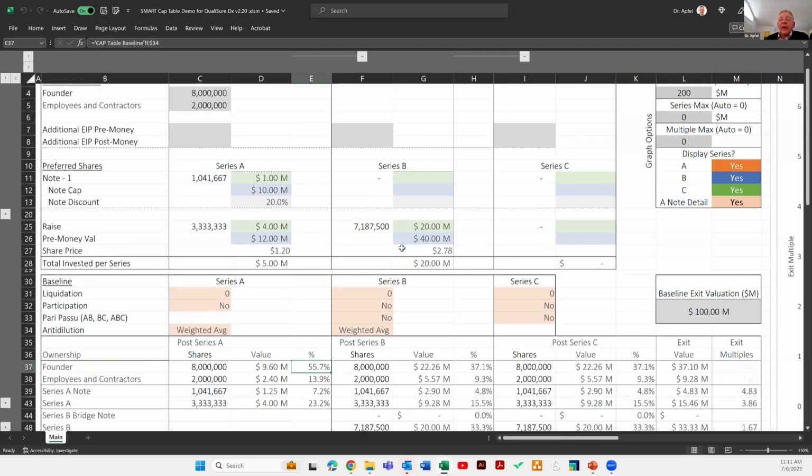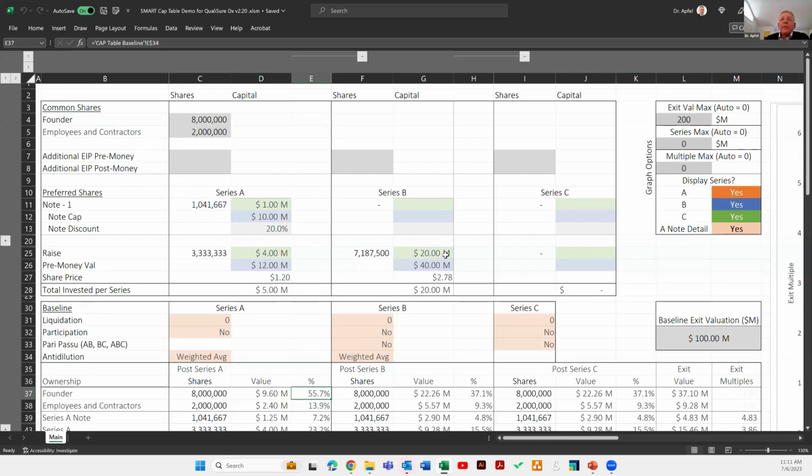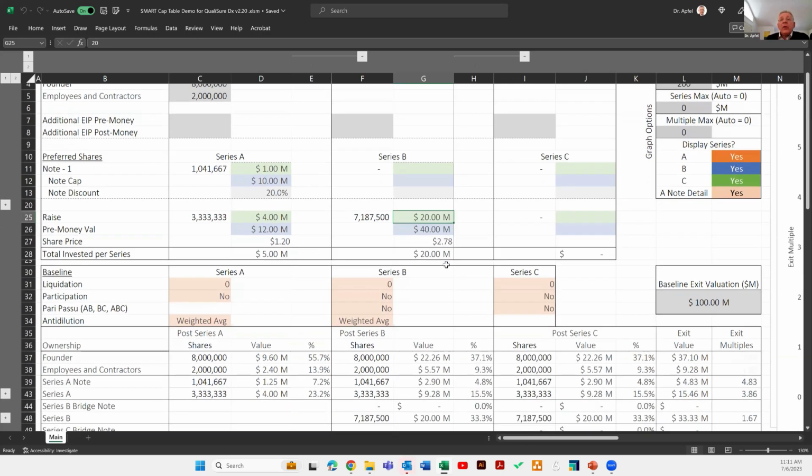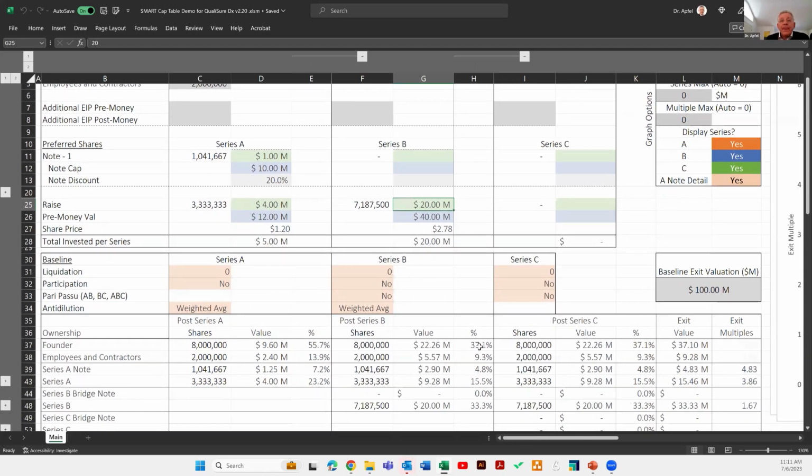When the next funding round comes, and you want to raise 20 million on a 40 million valuation, then there is, of course, a dilution, right? The founder gets diluted. The employees and contractors get diluted, and you could also put some numbers in here, but for the sake of simplicity, we leave that out. The note holder will be diluted, and also the Series A will be diluted.